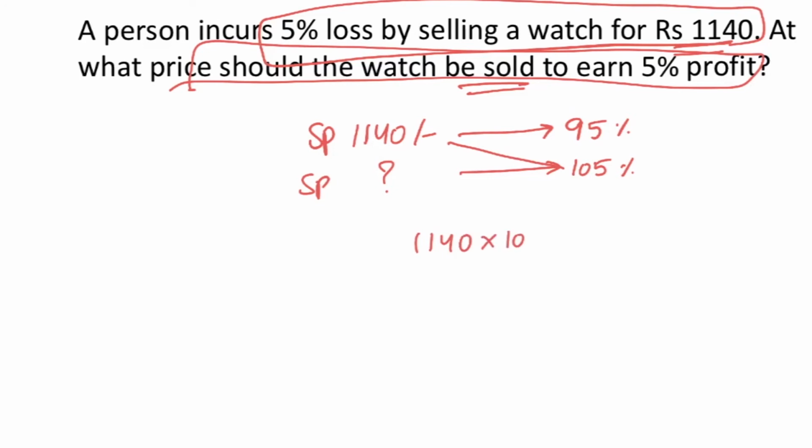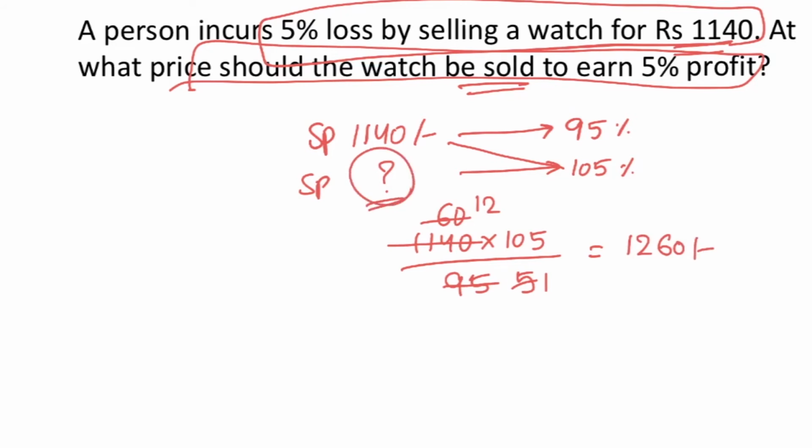1140 into 105 divided by 95. 19 fives are 95. 19 sixes are 114, 0. 5 ones are 5, 12 times 60. 12 into 105 is 1260 rupees. So it should be sold at 1260 rupees in order to gain 5% profit. Got it? Answer is 1260.